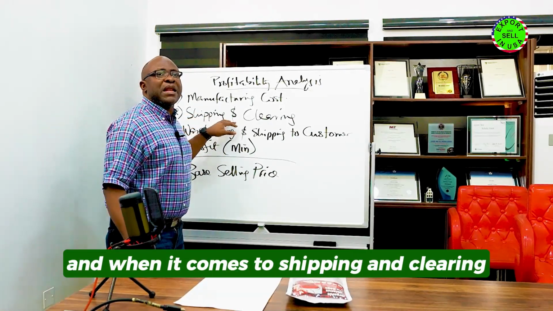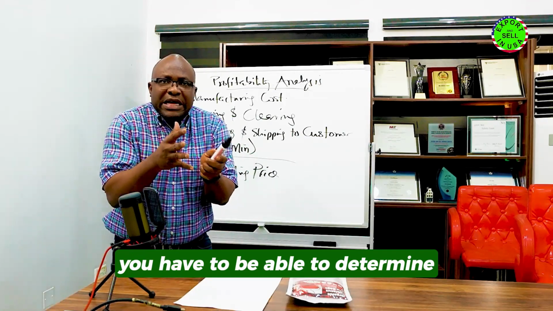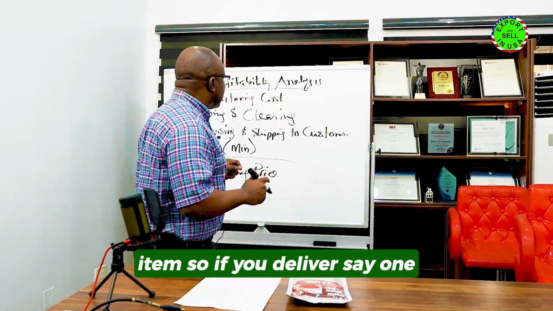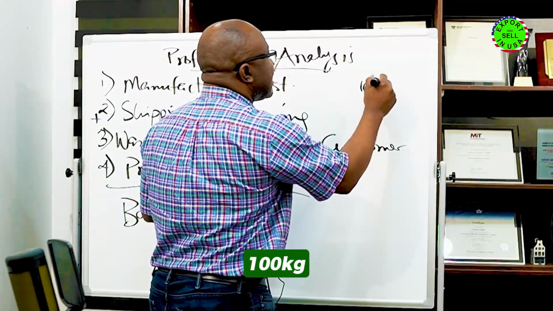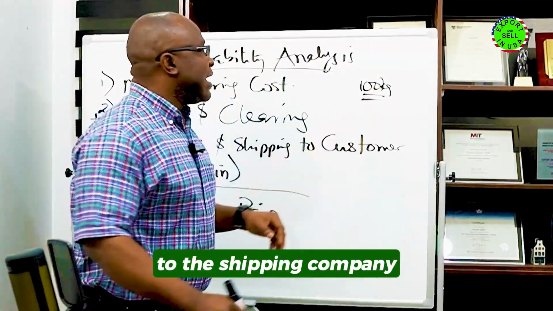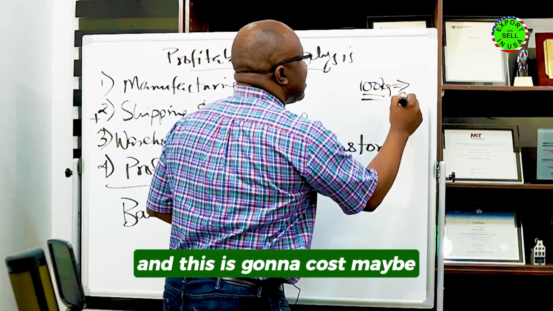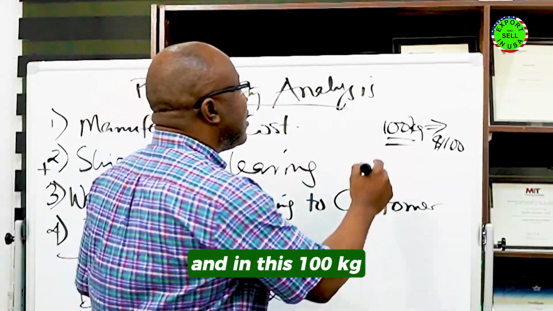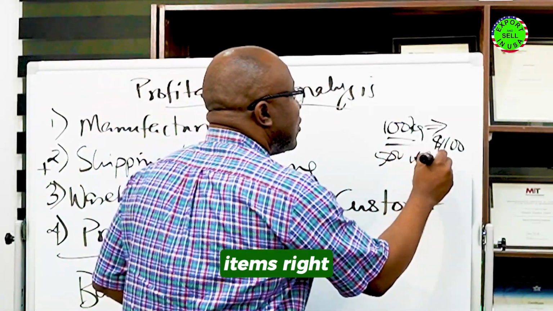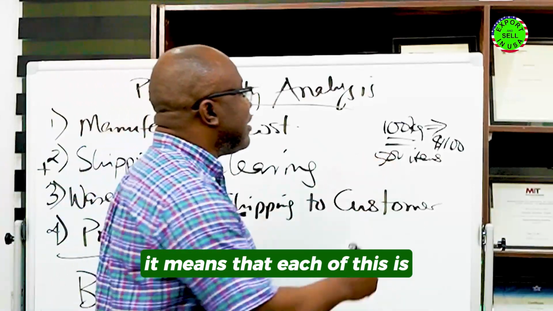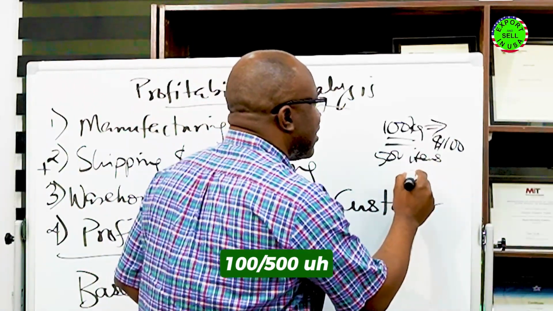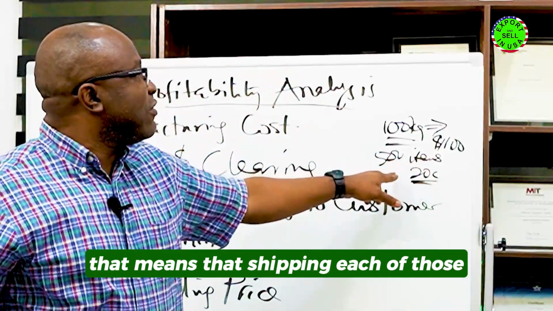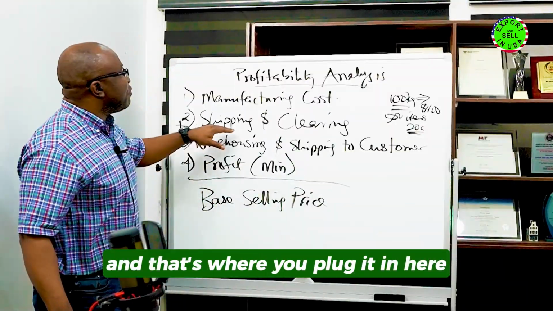And when it comes to shipping and clearing, you have to be able to determine the shipping and clearing cost per item. So if you deliver, say, 100 kg to the shipping company, and this is going to cost maybe $100 to ship, and in this 100 kg, you have 500 items, right? So what does it mean? It means that each of these is what? 100 over 500, that's about 20 cents, right? That means that shipping each of those items is 20 cents, and that's where you plug it in here.